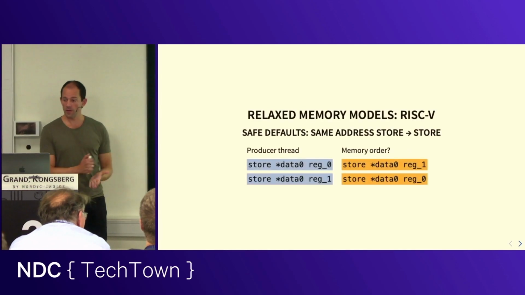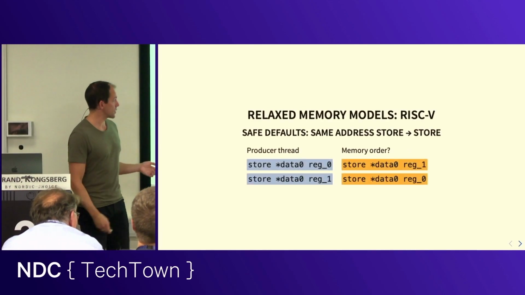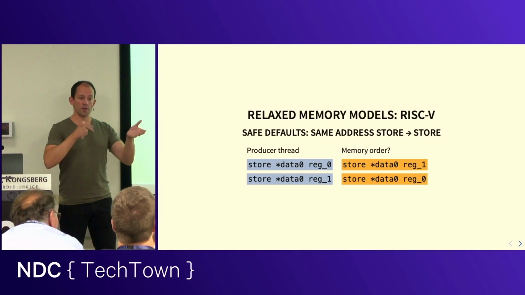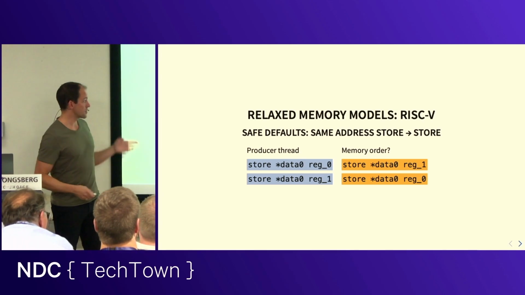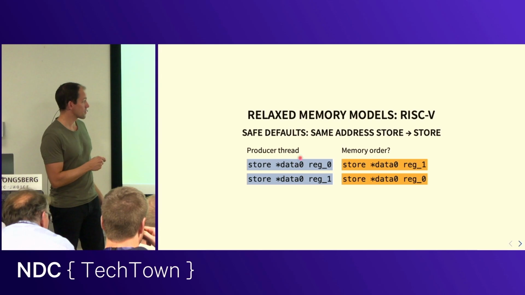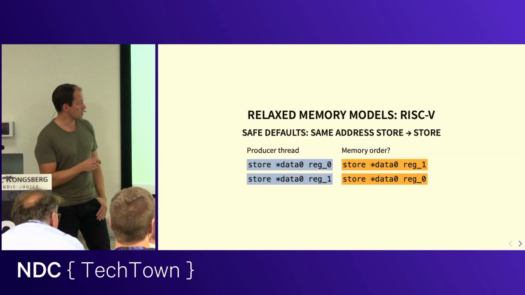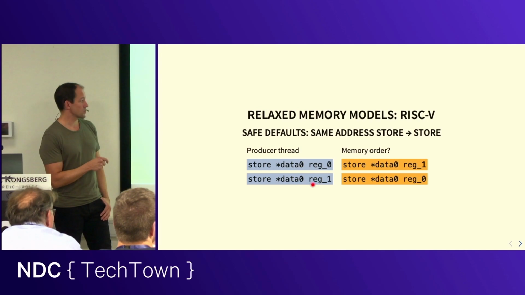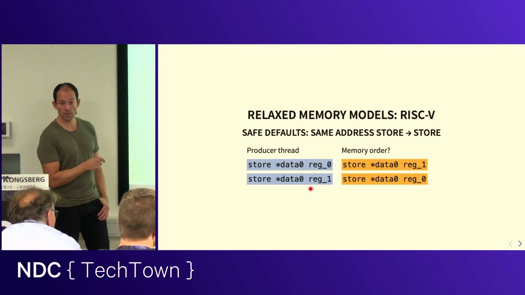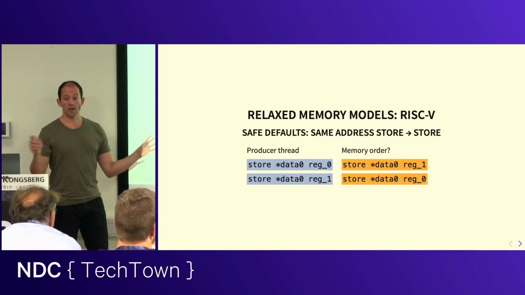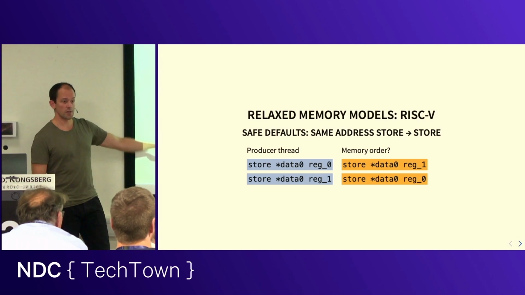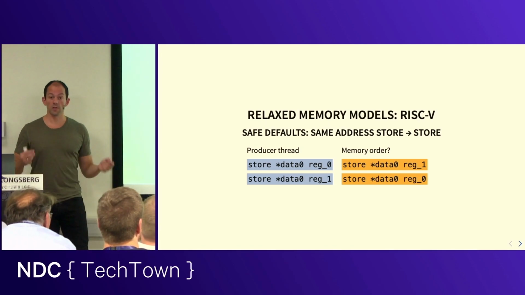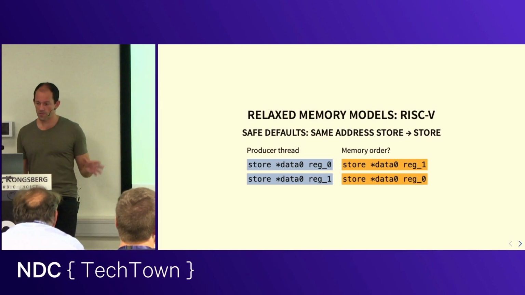So some of the safe defaults on RISC-V, for instance, is that if you have a same-address store to store, or overlapping stores, then you do actually preserve those in the memory order. Because if I store data 0 and I store it again, the final value of this thing has to be reg 1. If this was allowed to be reg 0, I would have to put fences basically on every other line. That would be impossible to program. So if you do 2 stores to the same address, they won't reorder. But if they're to different addresses, then they can reorder.